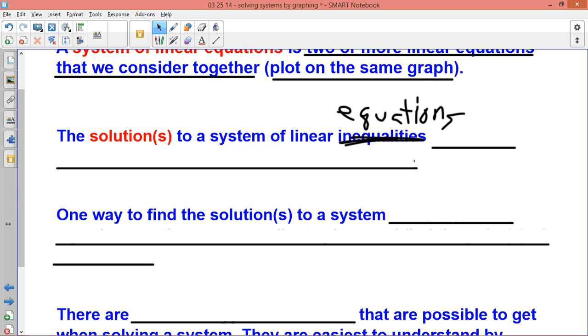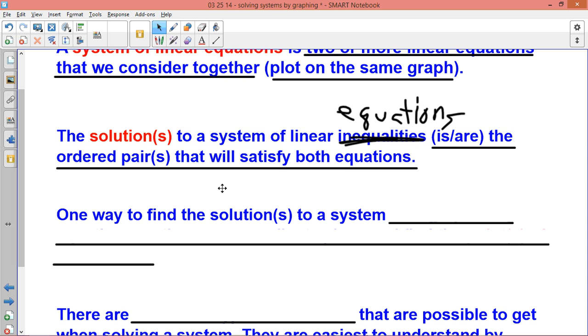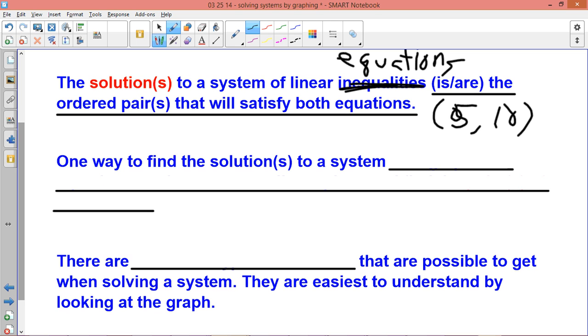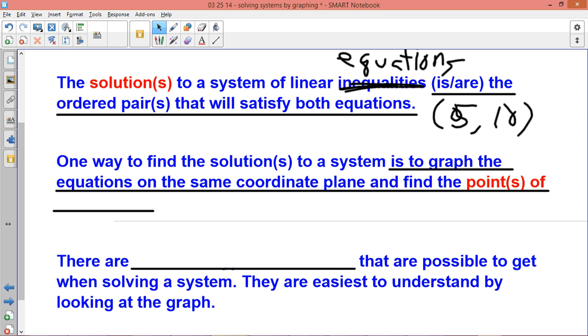The solutions to a system of linear equations is or are the ordered pairs that will satisfy both equations. In the previous slide, that was the ordered pair (5, 10), because it worked for both lines. It was a point on both lines. One way to find the solution to a system is to graph the equations on the same coordinate plane and find the point or points of intersection.